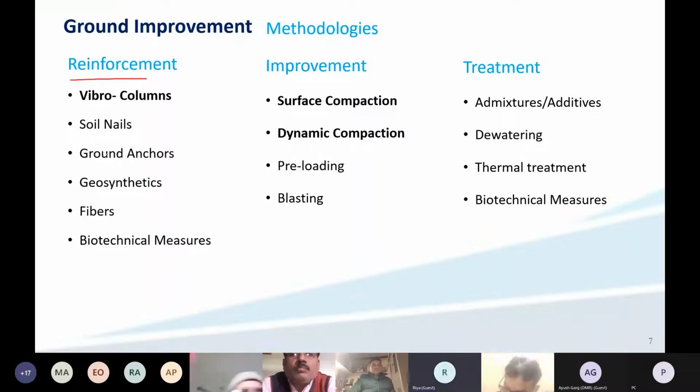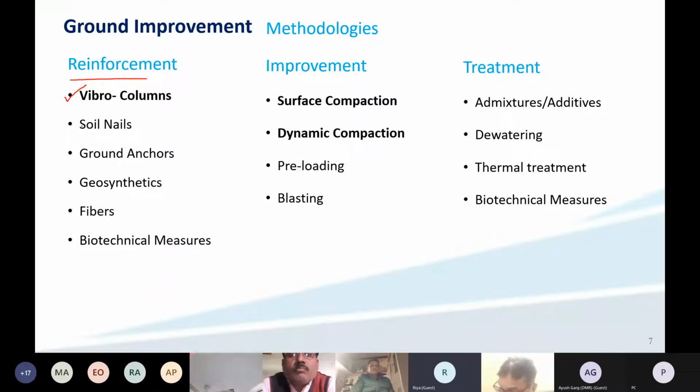So you have a field with soft soil. You want to reinforce it. So one way is to use these Vibro columns, which are also popularly known as stone columns. So what you are doing there, you are replacing around 25 to 30% of your soft soil with stronger soil. We are reinforcing your weak material. Soil nails, soil anchors, those are again reinforcement measures.